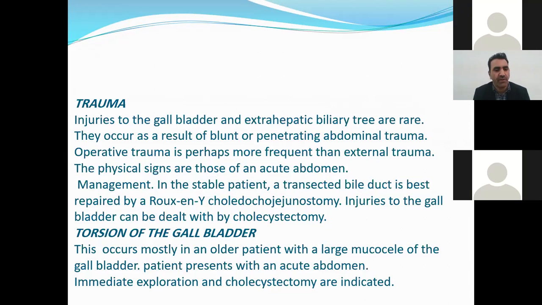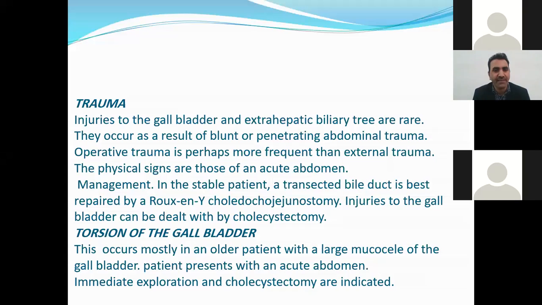We finished the congenital anomalies of the biliary tree, and we come to the pathology of the bile duct and gallbladder. We start with trauma. Trauma to the gallbladder and biliary tree is rare because it is small in relation to the other surrounding organs like the liver, spleen, and stomach. Because the surface area of the biliary tree is small, injury to it is rare. It occurs as a result of blunt or penetrating abdominal trauma.